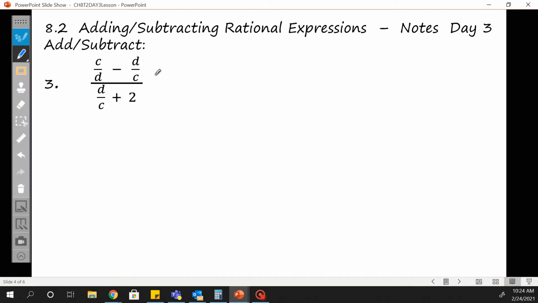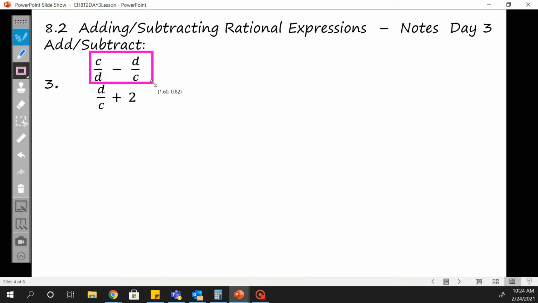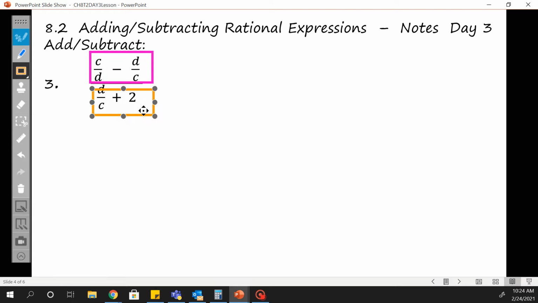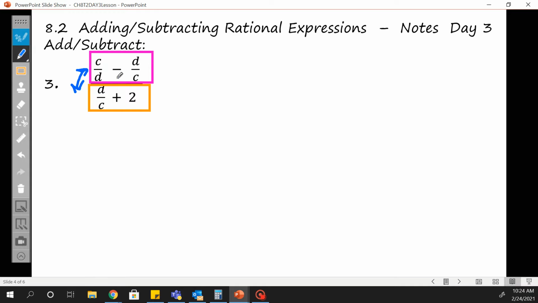Number 3, we have a numerator that is a problem, c over d minus d over c. The denominator is a problem, d over c plus 2, and then once we have both of those simplified, we can divide them. Start with the numerator.